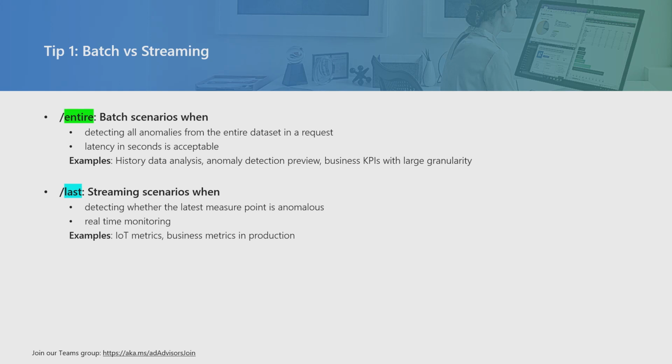Now, /last is more suitable for real-time monitoring cases. For example, IoT metrics, or cases when the data is in a streaming fashion, although latency is not a concern. For example, business metrics in production that constantly update with new data points. So that is still streaming data, but it's not in the fine granularity like some IoT data. So anyway, those are all suitable for the /last API. And I'm going to show you some examples.